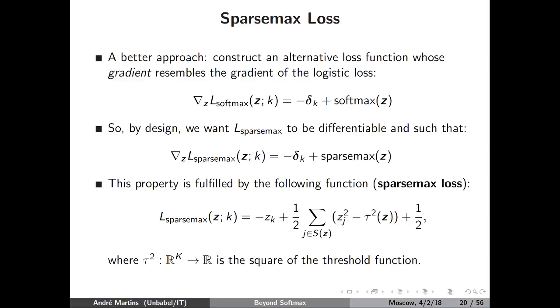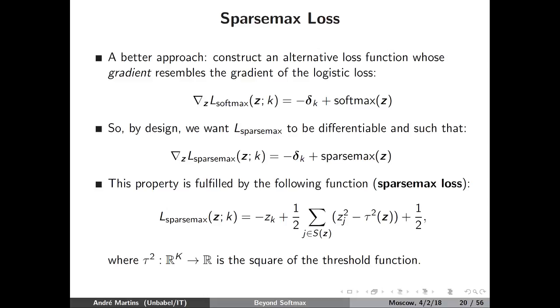The gradient of this loss with respect to z is going to be minus a delta distribution, so 1 for the true class k and 0 for all the other classes, plus the softmax transformation of z. This is a very simple expression. If you've never seen this, just try to derive this formula. It's very interesting.